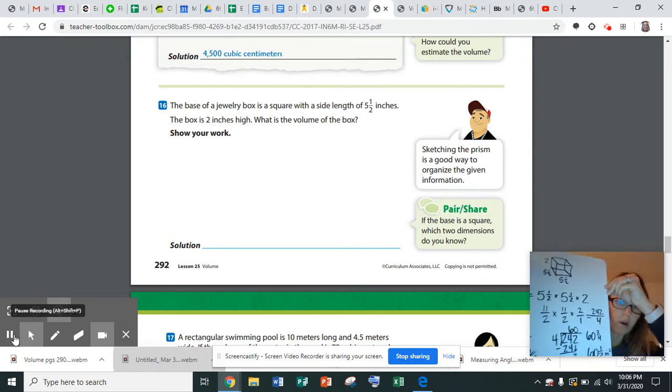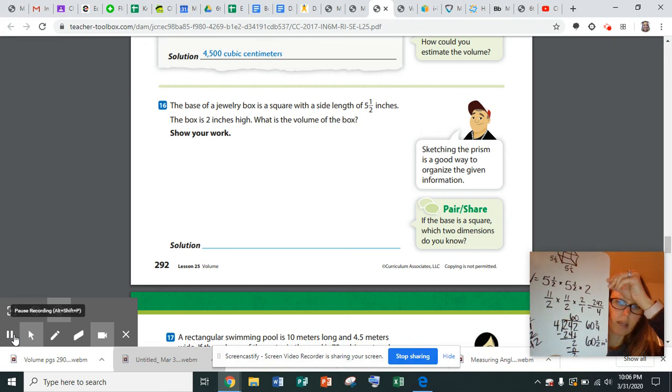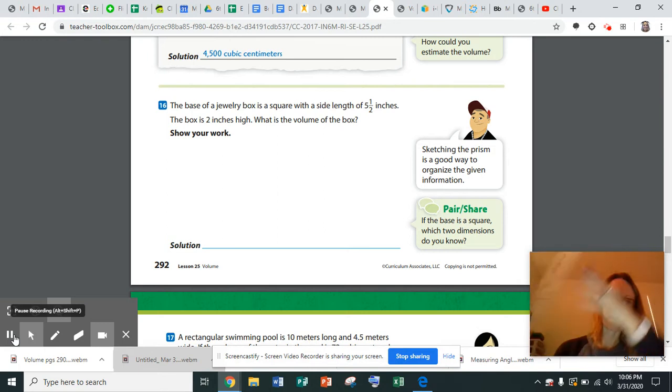So here's all my work. Okay, 11 times 11 times 2, you get 242 over 4. Then when you divide, you get 60 2/4, or 60 1/2 cubic inches.